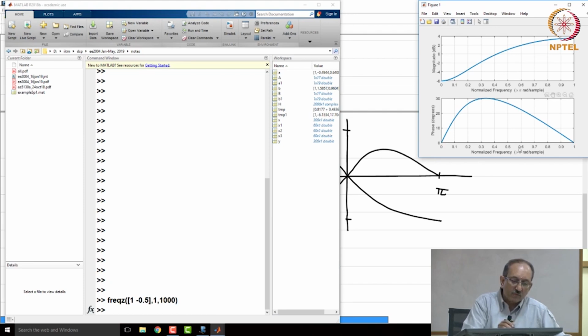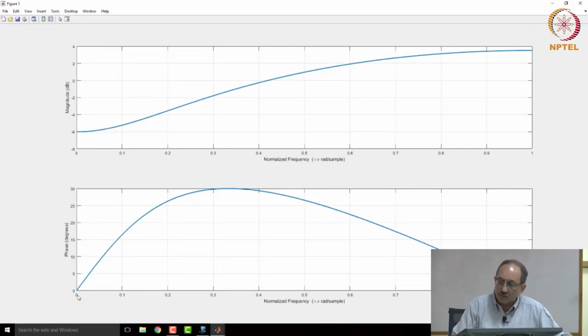So, this is plotting from 0 to 0.5. Another thing you need to pay attention to is, I may have mentioned this before, MATLAB always maps pi to 1 rather than pi to half. So, this is from 0 to half in the conventional notation, and this is exactly what I had drawn earlier, the rough sketch.